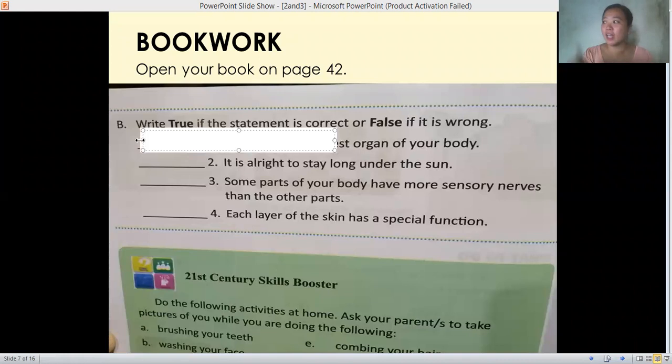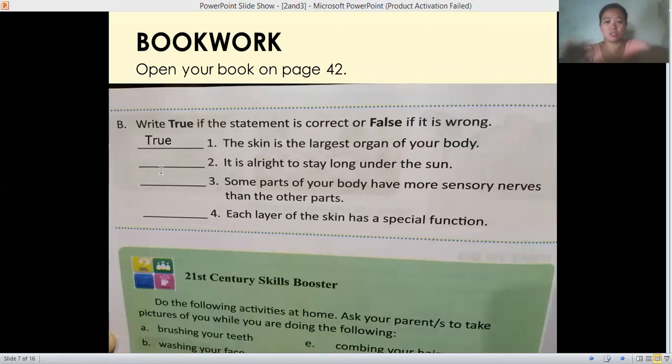Because it's number 1, I'm going to help you to answer. The number 1, of course, it is true. Please, look, this one is the skin all over your body. There's the skin. So this one is true. The skin is the largest organ of your body.